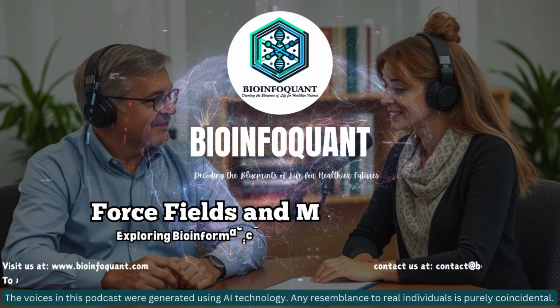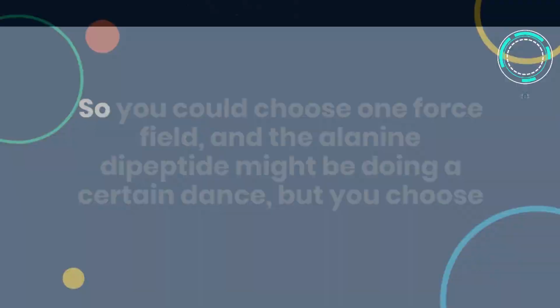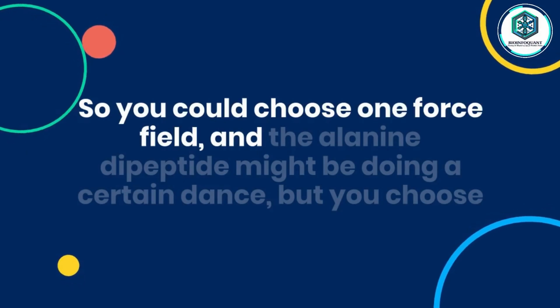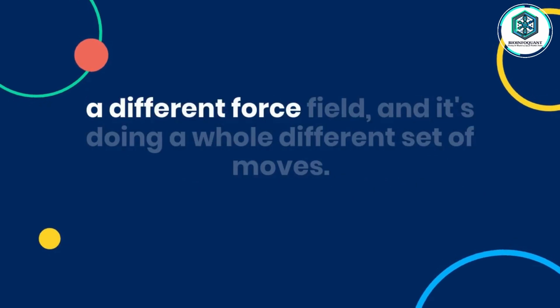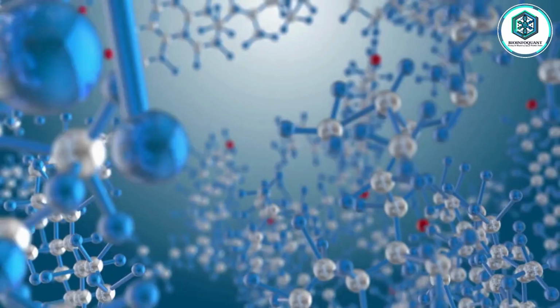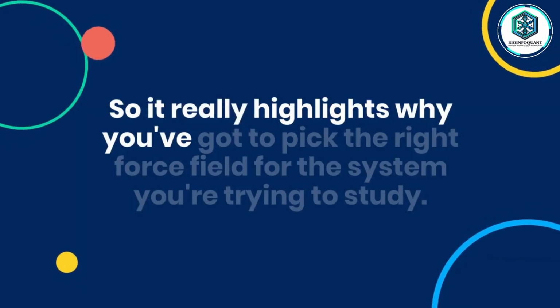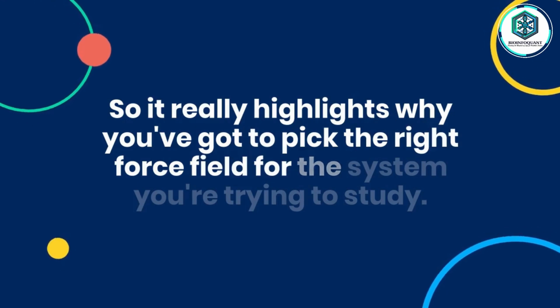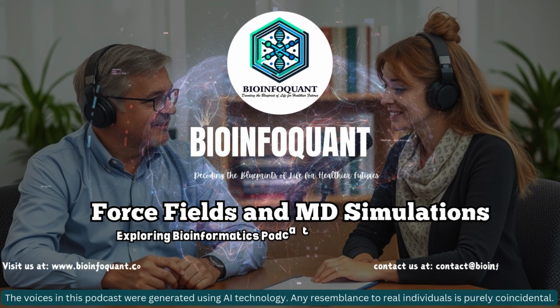Exactly. And as it twists and turns into all those different shapes, its energy changes. Right. But those energy changes are really sensitive to how the force field is handling those 1-4 interactions. So you could choose one force field, and the alanine dipeptide might be doing a certain dance, but you choose a different force field, and it's doing a whole different set of moves, even though it's the same molecule. Yeah. So it really highlights why you've got to pick the right force field.